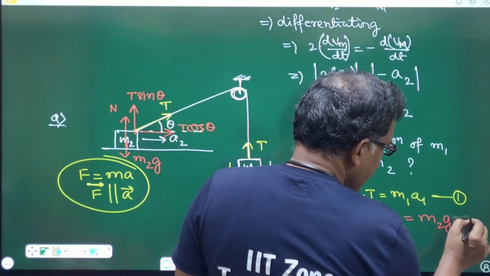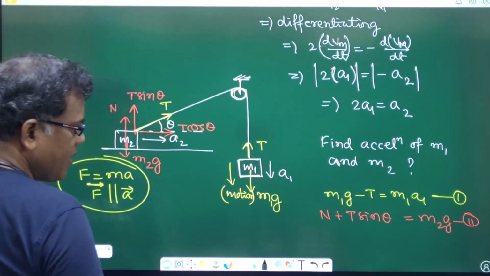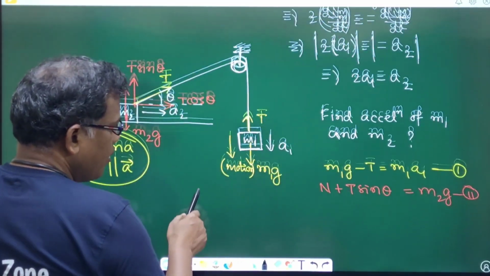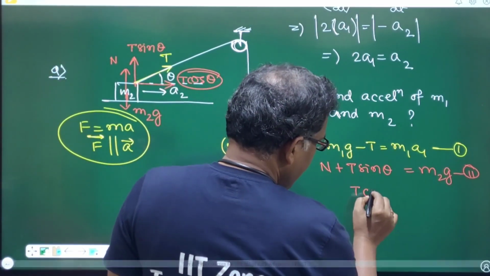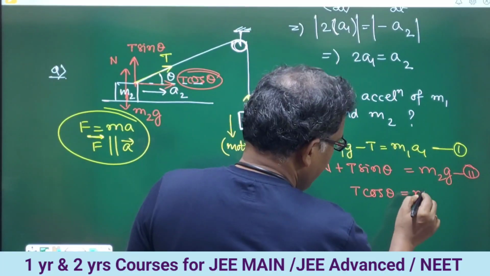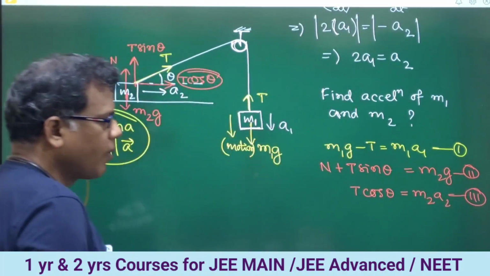You can write it down as a second equation, but that is of no use for us as far as accelerations are concerned, right? So the acceleration-providing force is T cos theta. So I can write down T cos theta equal to m2 into a2, right? So for us, equations 1 and 3 are useful.